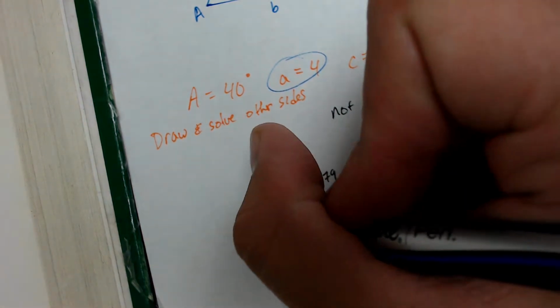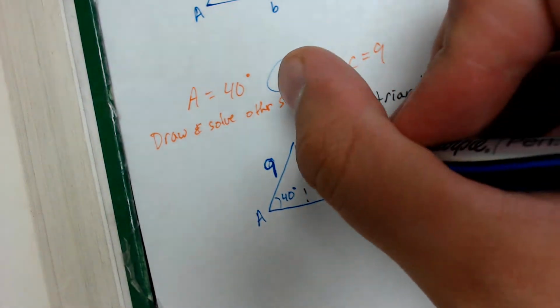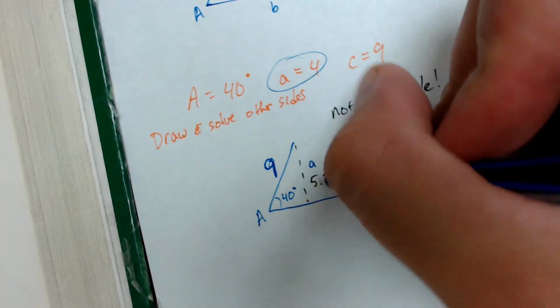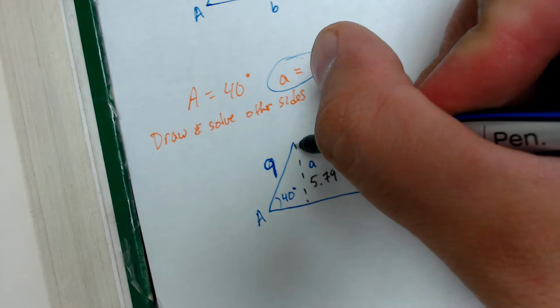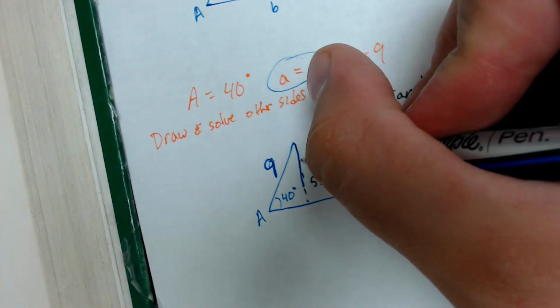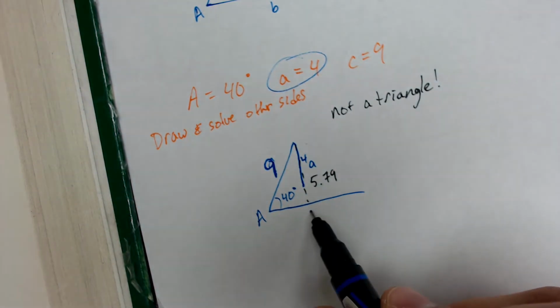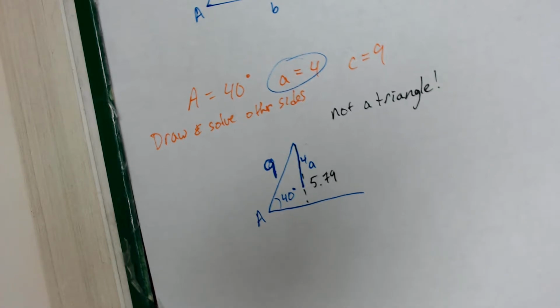Okay, so since this is angle A, side A would have to be over here. If this height has to be 5.79, then side A is only 4, which means it's not big enough to make a triangle. All right, we'll do one more.